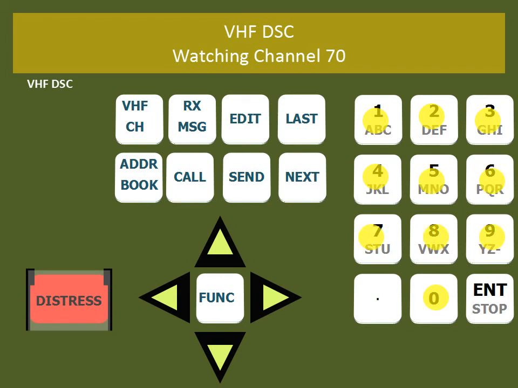Zero to 9 numerical keys for entering the digits 0 to 9 or the letters, depending on the type of input. Enter or stop. Entered data is stored. Note that some parameter inputs require a subsequent push of the enter key. The stop function terminates ongoing calls or alarms. Period sign key, separator.